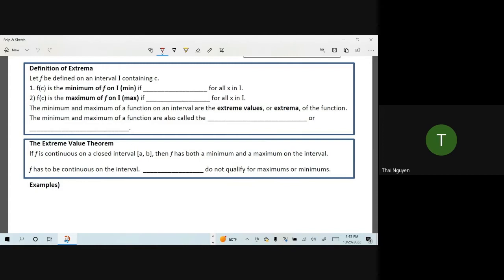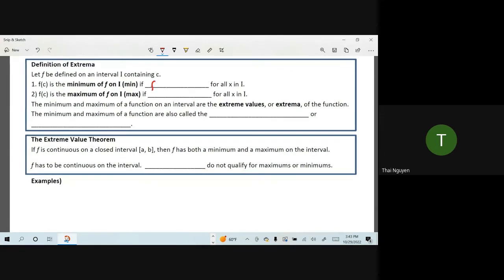So, definitions of extrema. Let f be defined on an interval I containing c. c is the point where x equals c. So f of c is a minimum if f of c is less than or equal to f of x for all x in I. What does that mean? It means that f of c is the lowest level of the function in that interval I. Okay.